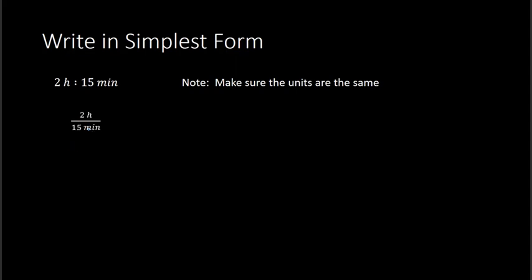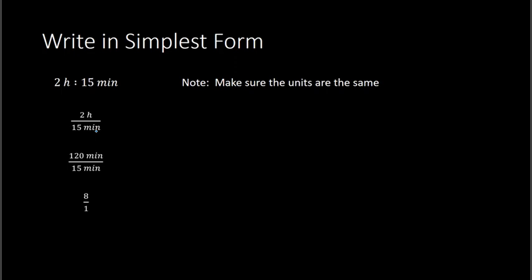So I need to convert either minutes to hours or hours to minutes. Here it's going to be easier probably to convert hours into minutes. There are 60 minutes in 1 hour, so for 2 hours there'd be 2 times 60 or 120 minutes. So I have 120 minutes divided by 15 minutes, and that would give me 8 over 1.